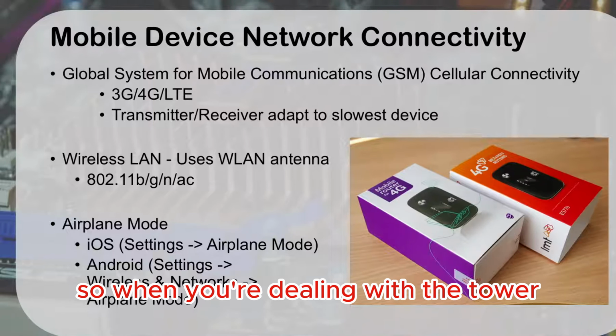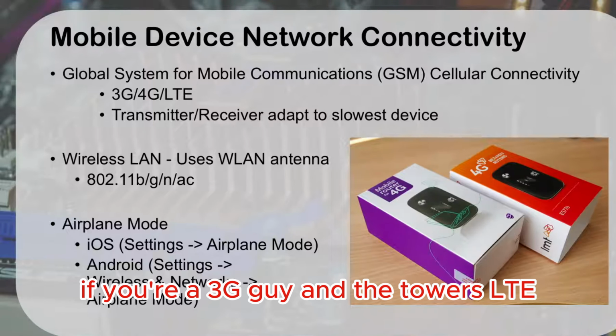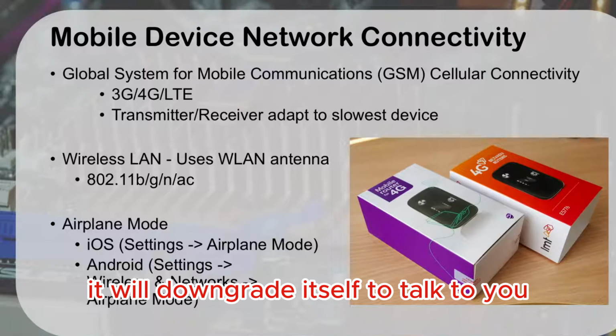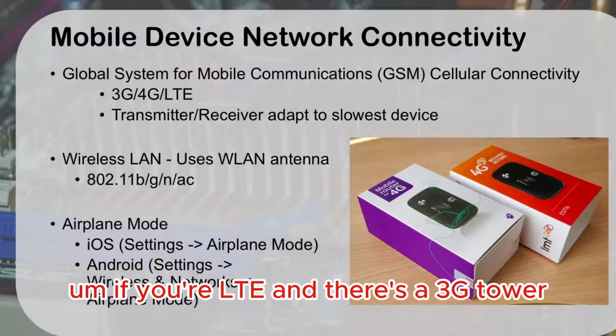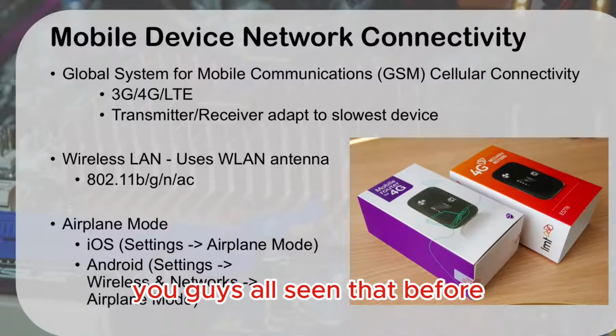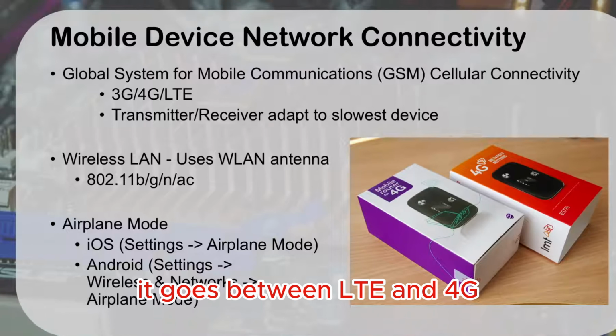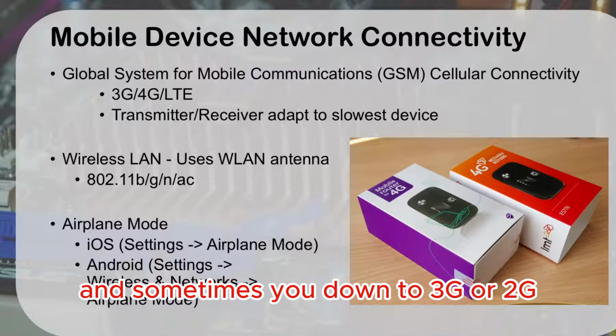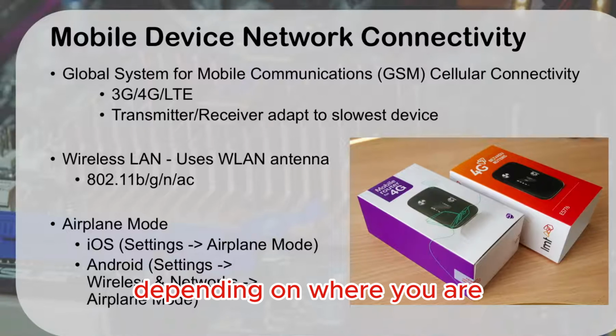So when you're dealing with the tower, if you're a 3G device and the tower's LTE, it will downgrade itself to talk to you, and that's fine. If you're LTE and there's a 3G tower you're trying to connect to, your phone will go back down to 3G speed, right? You've all seen that before. As you're looking at your phone, it goes between LTE and 4G, and sometimes down to 3G or 2G, depending on where you are.